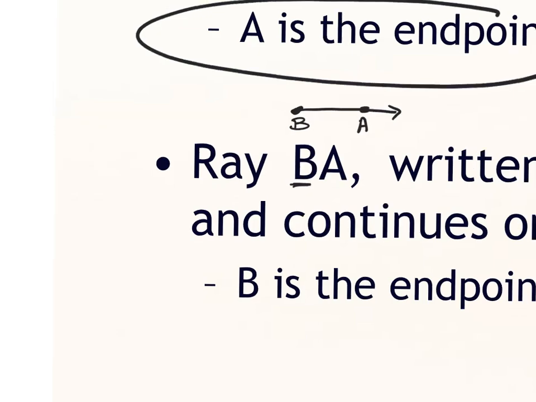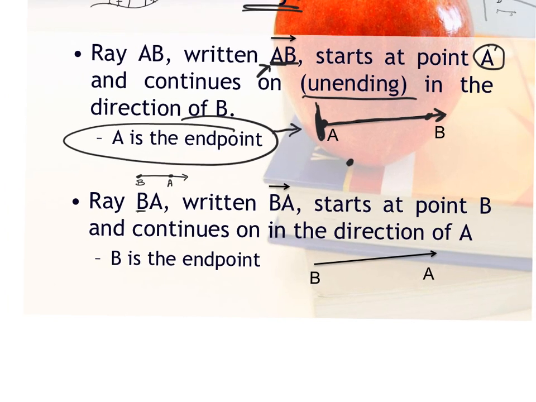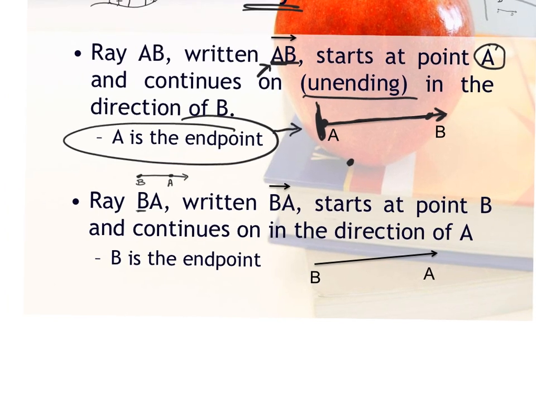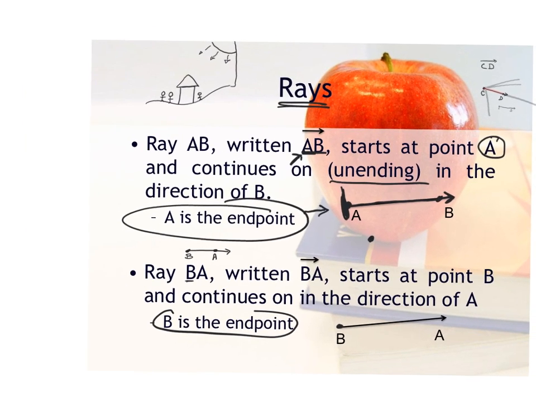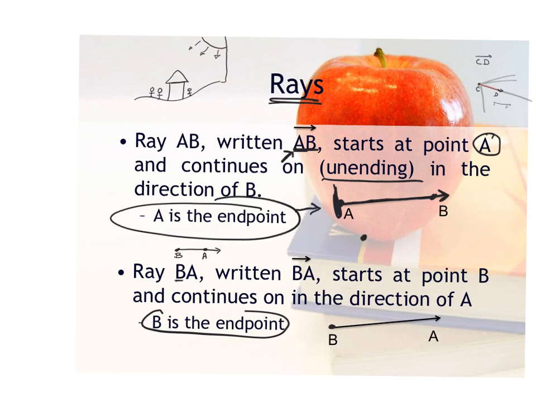BA like that is written BA. It starts at point B and continues in the direction of A. Notice that B is called the endpoint because it doesn't go any further at that point. That's like with the sun. It doesn't go shooting through the sun back in the other direction. That's its point of origin, where it ends. There's no continuing on in that direction. So think of the ray as like rays of the sun. That's what I always say.